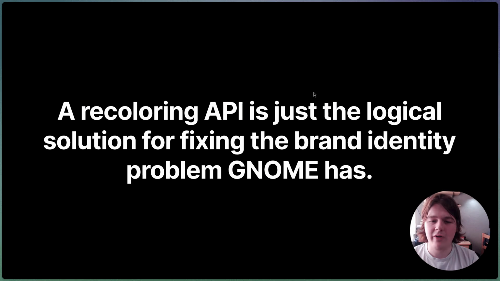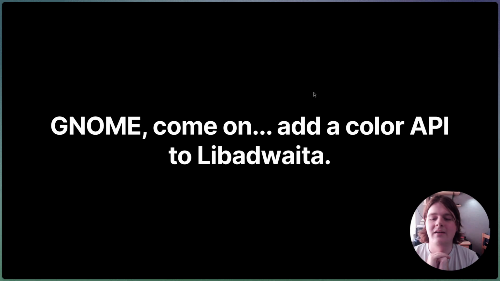With that said, a recoloring API is just the logical solution for fixing the brand identity problem that GNOME-based Linux distros have. Now, this isn't a problem for GNOME, like the GNOME desktop is pretty recognizable due to the fact that they hardcode the theme. But this is still a huge brand identity crisis that a lot of Linux distributions have. And in terms of marketing for a Linux distribution, adding a recoloring API would be such a huge plus because then distros like Ubuntu, distros like Manjaro, even distros like Zorin OS can actually brand their GNOME apps without breaking things. So with that said, GNOME, come on, add a color API to Libadwaita.